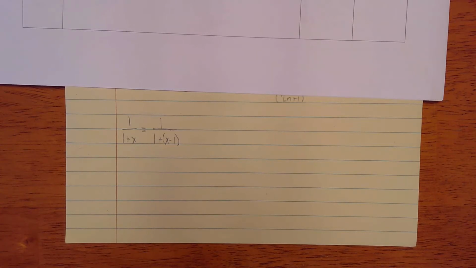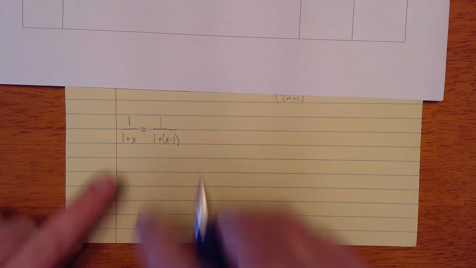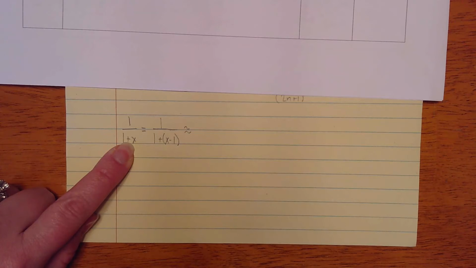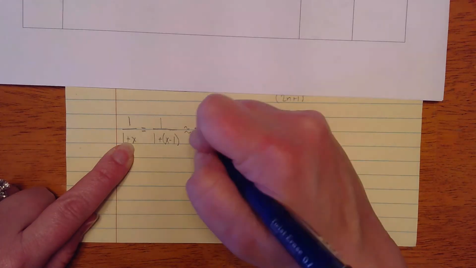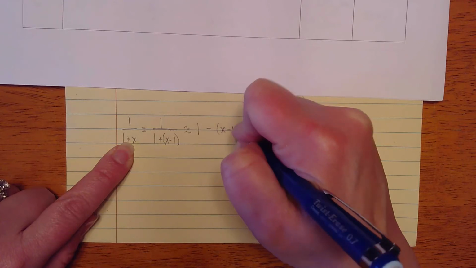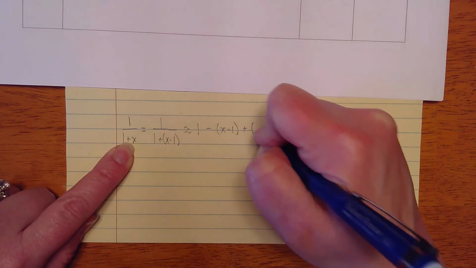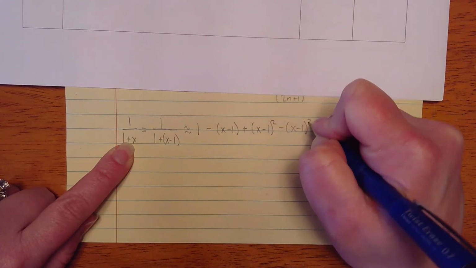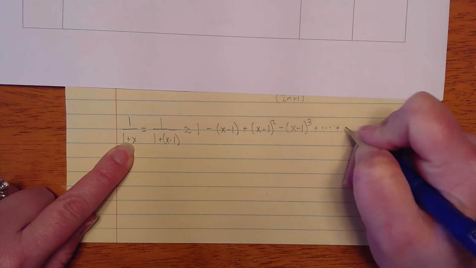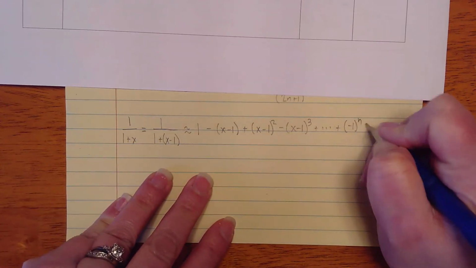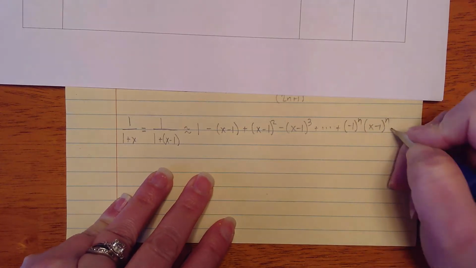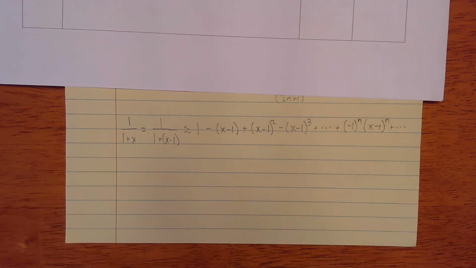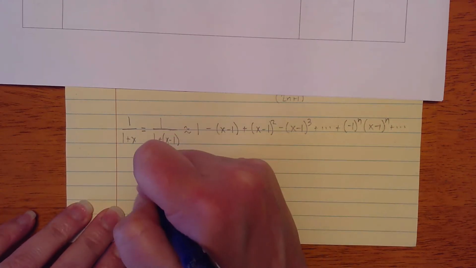So what did I do? I substituted in an x minus 1 here. So I have a 1 minus an x minus 1 plus an x minus 1 squared minus an x minus 1 to the third plus dot dot dot plus negative 1 to the n times x minus 1 to the n plus dot dot dot. So I can kind of substitute stuff in. This left side is going to simplify to 1 over x.